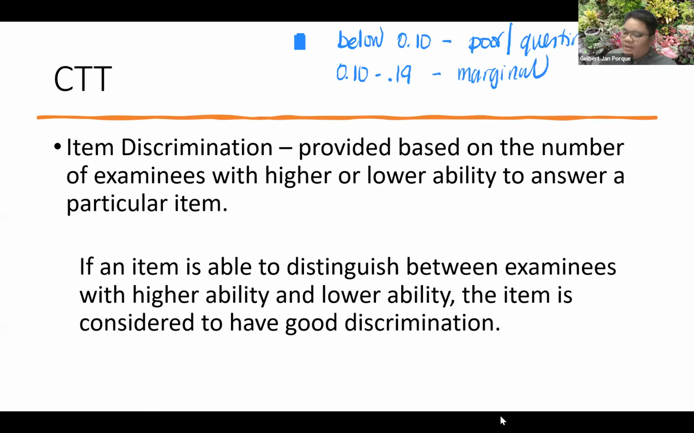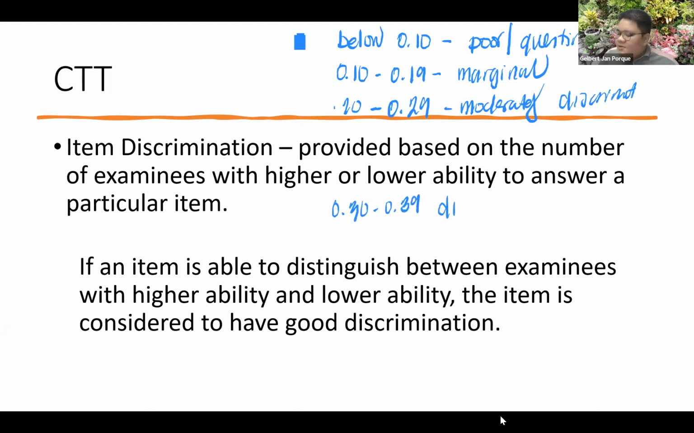If it is 0.20 to 0.29, sorry, let me write that properly. That would be moderately discriminating. And then you have your 0.30 to 0.39, that's considered to be discriminating. And then you have your 0.40 and above, that would be very discriminating or a very good item.